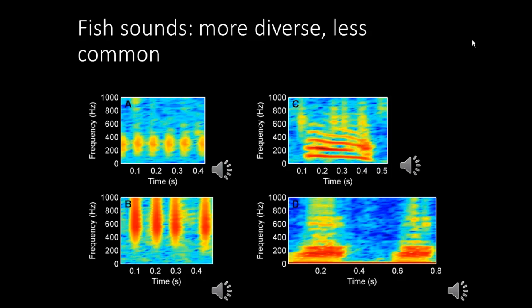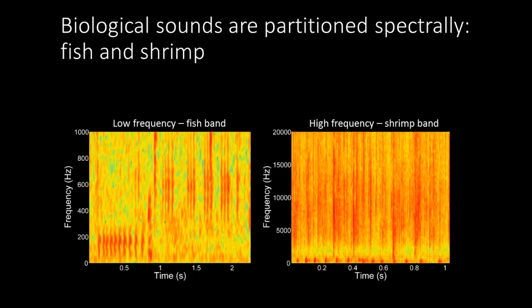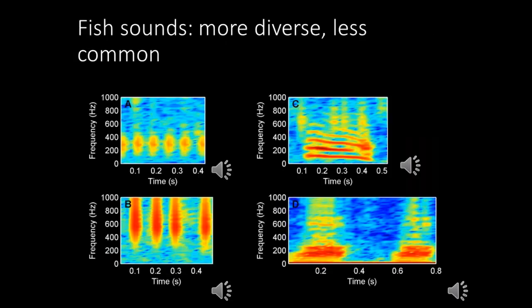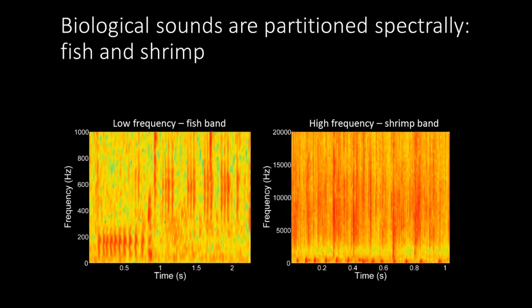But I guess, like us all, they're physiologically constrained by the maximum firing rate of the muscles, and so fish sounds tend to be much lower frequency than the broadband shrimp snaps. And that actually serves us well from an analysis perspective, because we see this clear spectral partitioning between the fish sounds, which are predominantly low frequency, so below 1,000 hertz, and the shrimp snaps, which are much higher frequency, but broadband, mostly between 2 and 20 kilohertz.